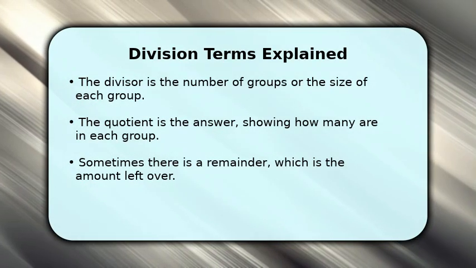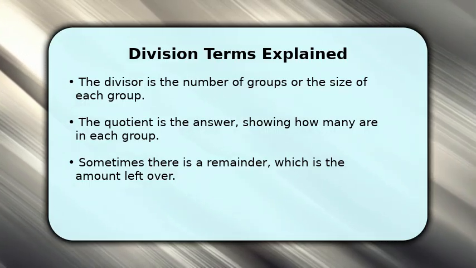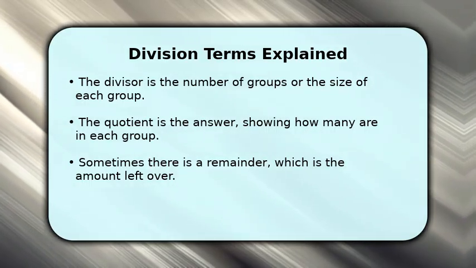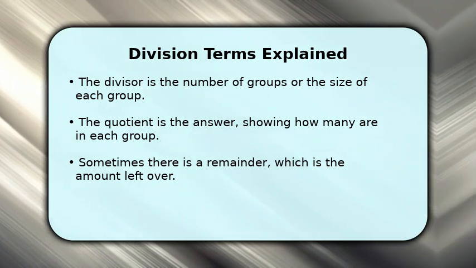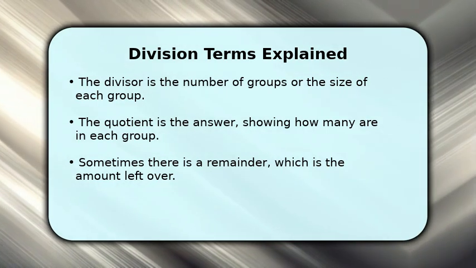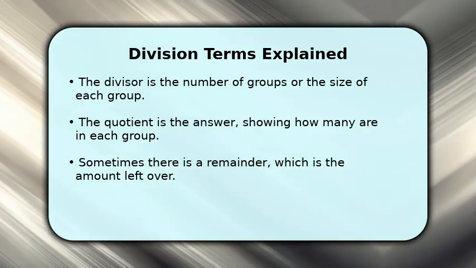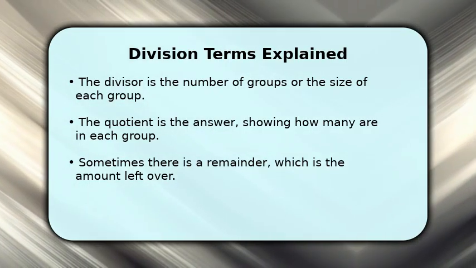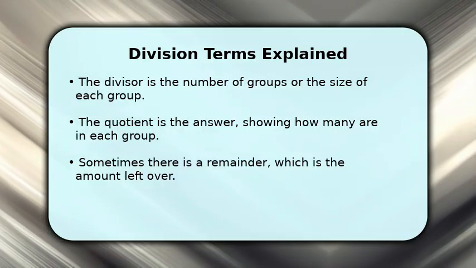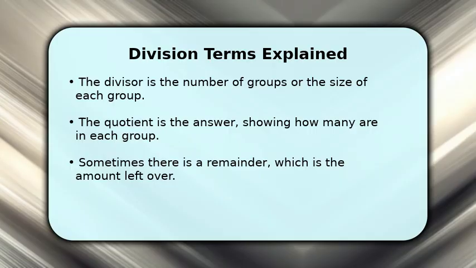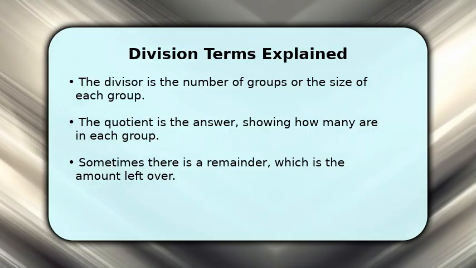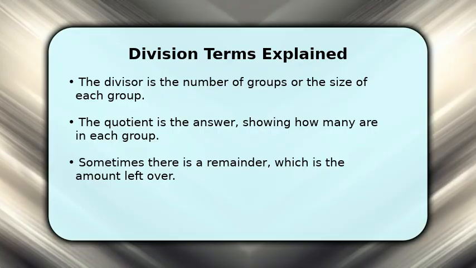Let's get familiar with the key terms in division. The dividend is the total number you are dividing. The divisor is the number you are dividing by, telling you how many groups or how many items per group. The quotient is your answer, representing the result of the division. And sometimes, you might have a remainder, which is what's left over after the equal sharing.